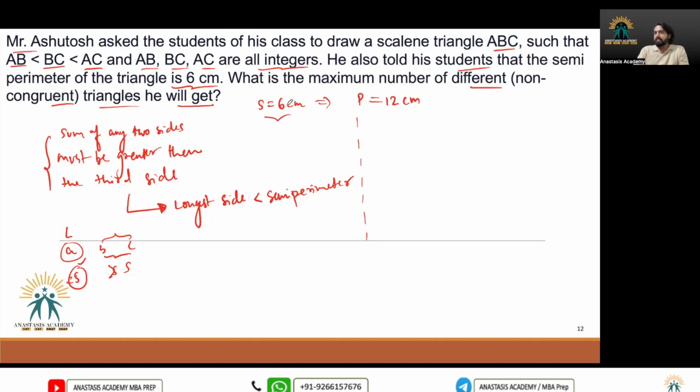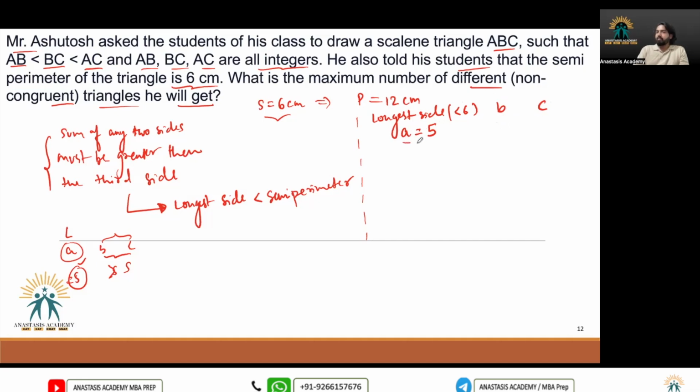So the semi-perimeter is 6. We have to take integral cases where the longest side, which I'm assuming to be A, has to be less than 6. So the first case is that I'm assuming the integral value of this side is 5, right? Now I'm writing the values for B and C. Because it's a scalene triangle, we cannot take these sides as equal.